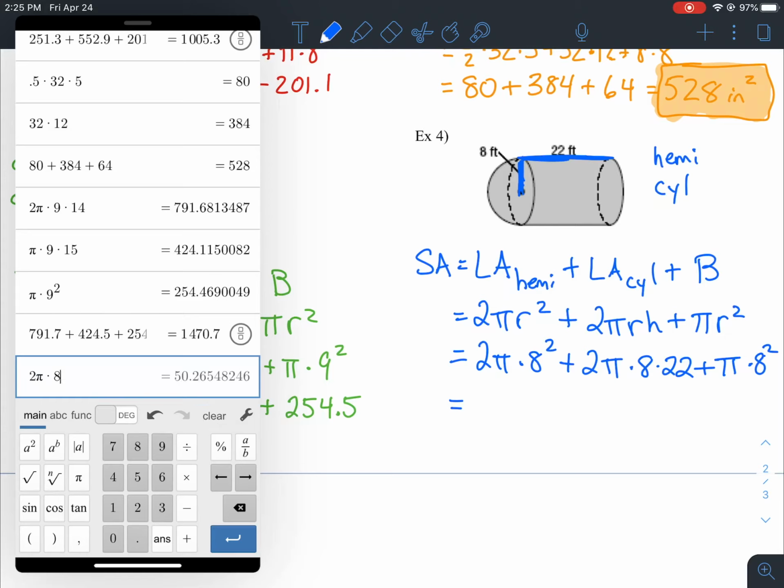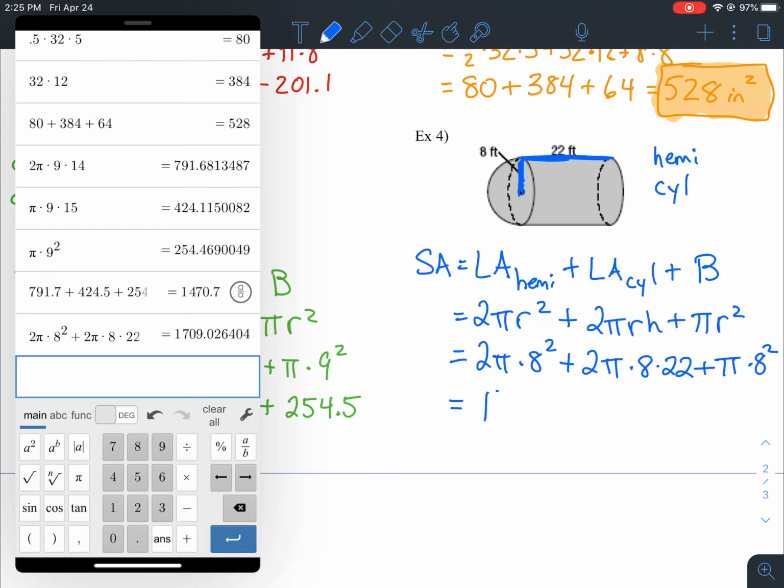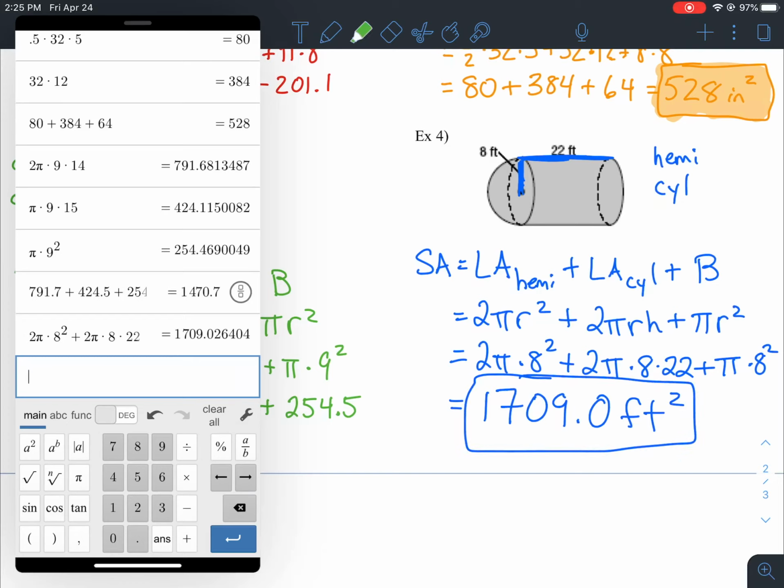We just want to be very careful. 2 pi times 8 squared plus 2 pi times 8 times 22 plus pi times 8 squared. In the end, we get 1709.0. Our unit is feet squared.